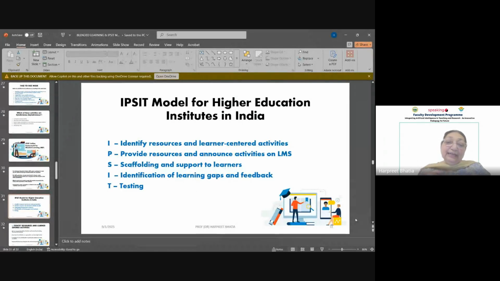I stands for identifying resources and learner-centered activities. P is for resources and announce activities. S is for scaffolding and support to learners.